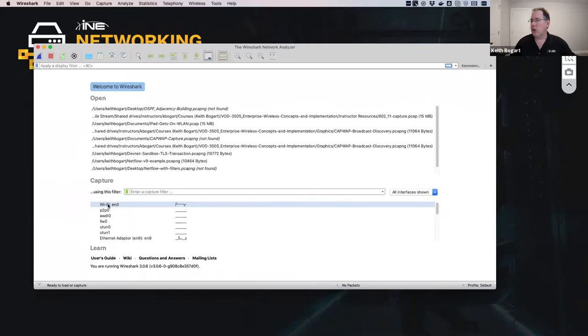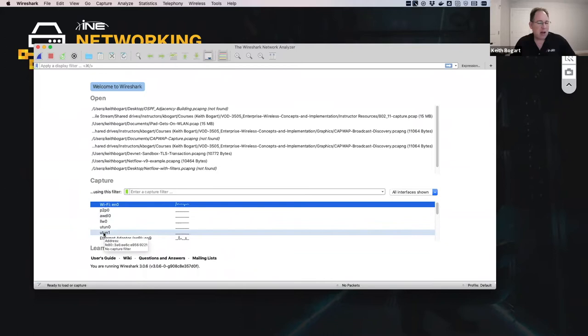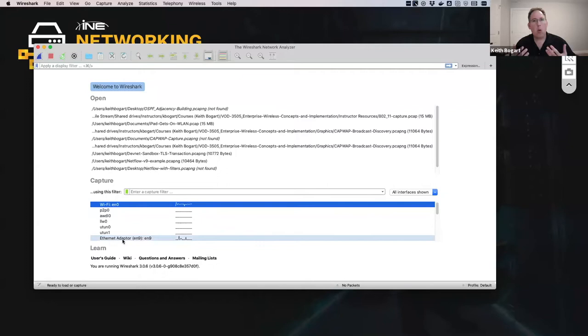A lot of these probably won't mean a whole lot to you, but if you see one that says Ethernet, that's a wired connector. So if you have a laptop or a PC or a server with a wired Ethernet connection, you would capture on that. But chances are you want to capture on your Wi-Fi. I'll just capture here for a second.